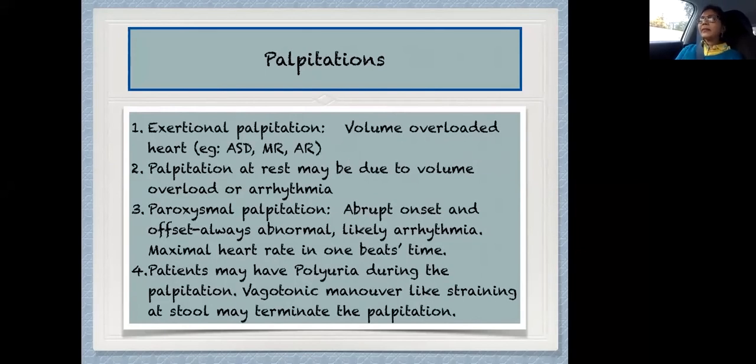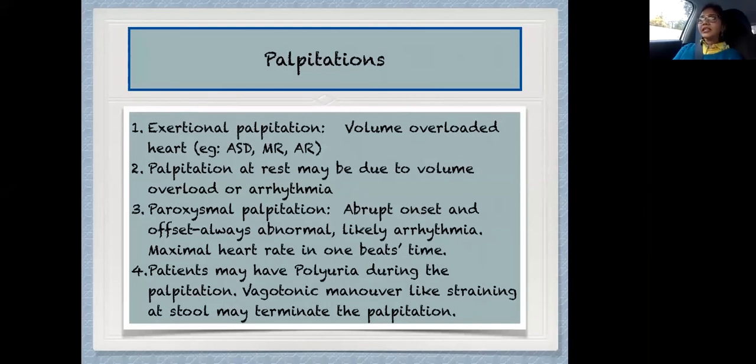Exertional palpitation is classic in volume overloaded hearts, for example ASD, MR, AR. Palpitation at rest may be due to volume load or due to arrhythmia also. Paroxysmal palpitation, what do you mean by it? You mean abrupt onset and offset. It is always abnormal, and it is most likely arrhythmia.